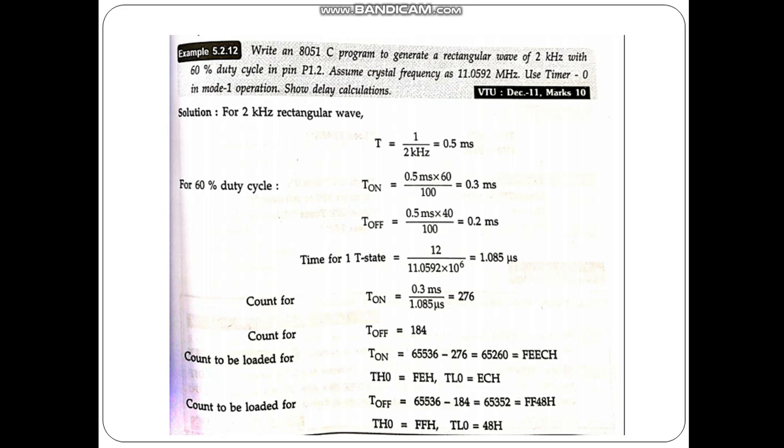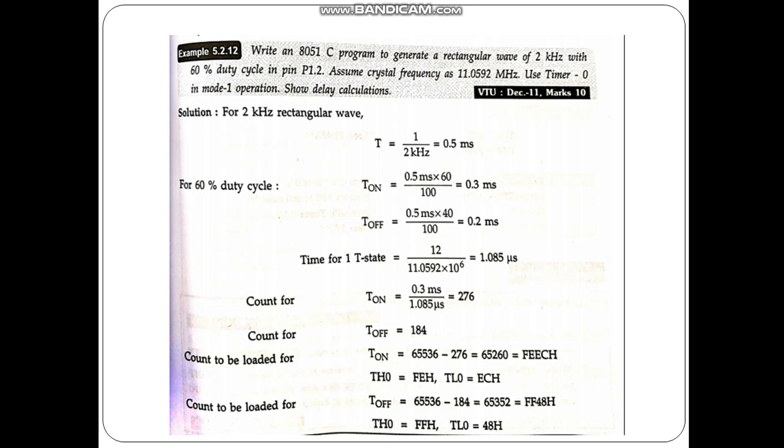Here the frequency of the signal to be generated is 2 kHz. So let us find out the time period. Time period is the inverse of frequency. We have got it as 0.5 millisecond. 60% of 0.5 milliseconds gives 0.3 milliseconds, and 40% of 0.5 milliseconds gives 0.2 milliseconds. That means for a duration of 0.3 milliseconds, the signal has to be in on state, and for another duration of 0.2 milliseconds, the signal has to be in off state.